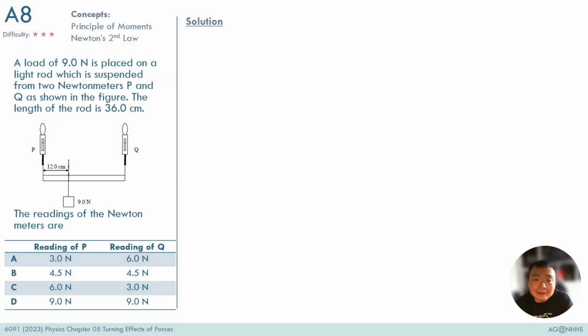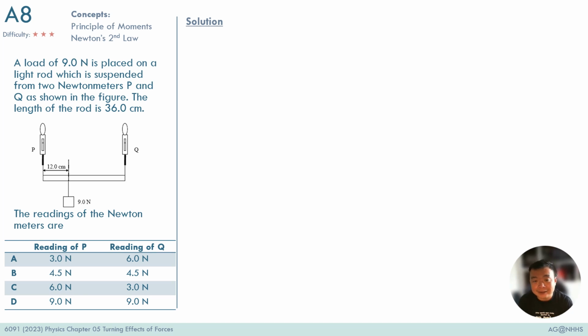Now, this is a tough question when you do it for the first time, but I will teach you a technique that will make it very easy. It is a similar question to an MCQ before this. And you notice that you have two unknowns. You need to find the upward force on P and the upward force on Q.